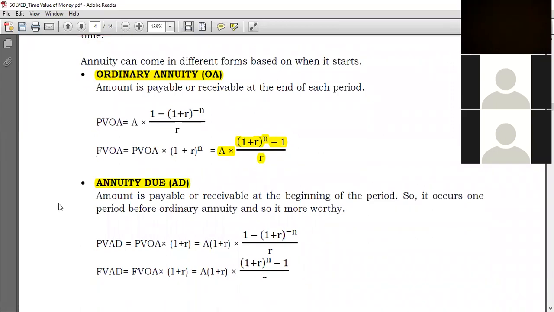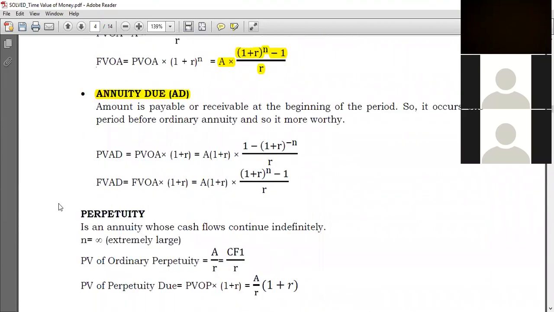And then you have something called annuity due. What's an annuity due? An annuity due, as I told you earlier, the amount is payable or receivable at the beginning of the period. So ordinary annuity is at the end of the period, annuity due at the beginning of the period. If the amount is paid at the beginning of the period, annuity due has a much higher value, a much higher weight compared to the ordinary annuity. So you just need to know the relationship between annuity due and ordinary annuity.